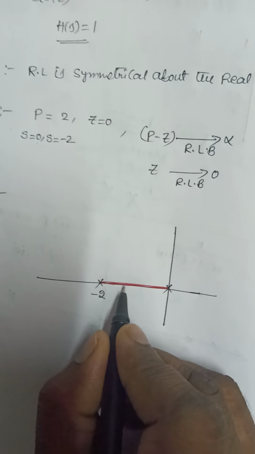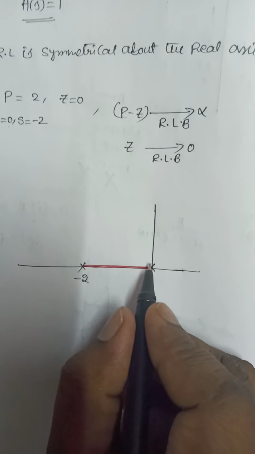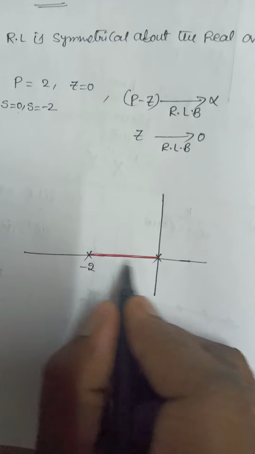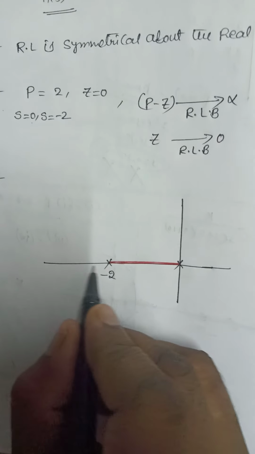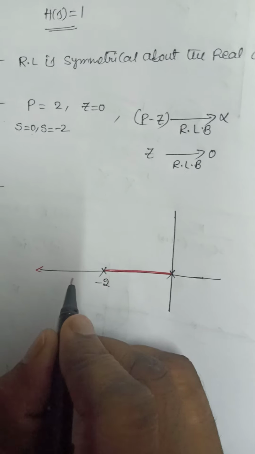Why? Because to the right side of this point, the sum of the poles and zeros is an odd number. Here only one pole is present, so there will exist a root locus here. There will not exist any root locus in this section, from here to here.